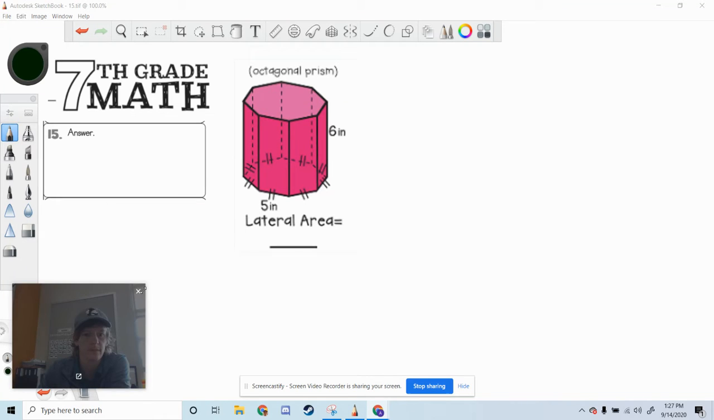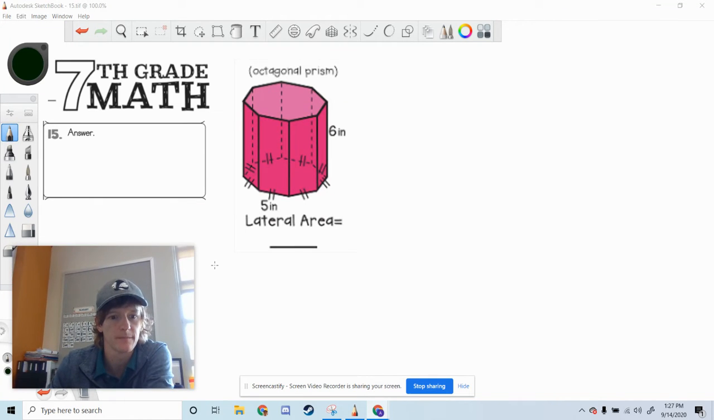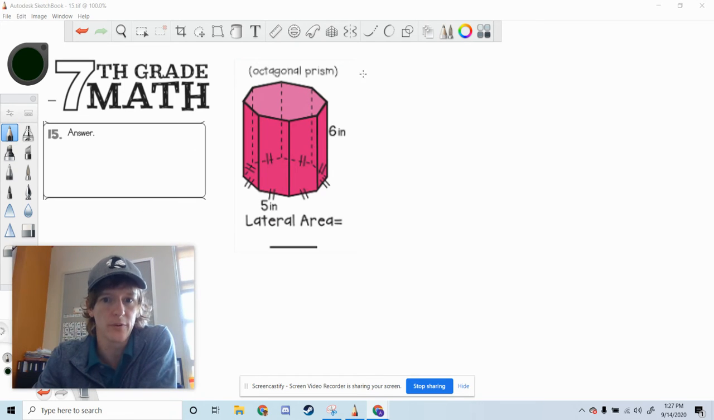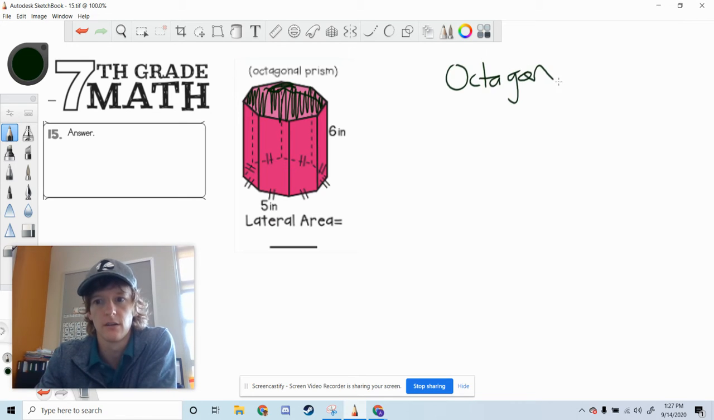All right. Number 15. Answer. We have an octagonal prism, which means the base of our shape here, the top or the bottom, is shaped like an octagon. An octagon has 8 sides. We could count them. Octagon is like a stop sign.